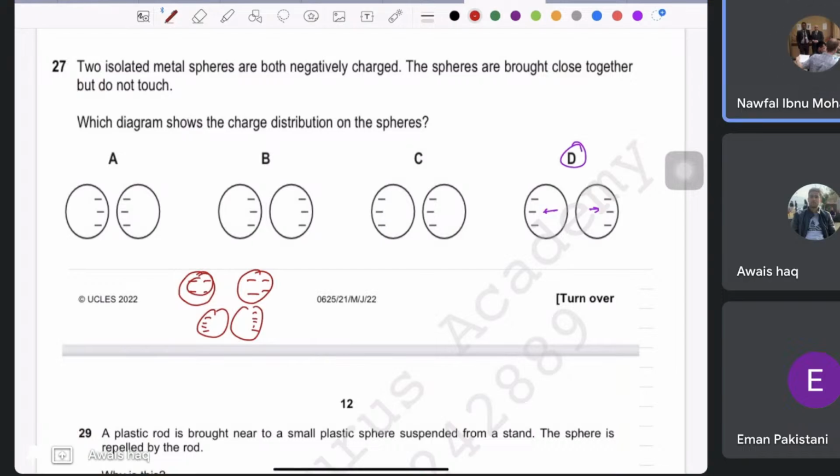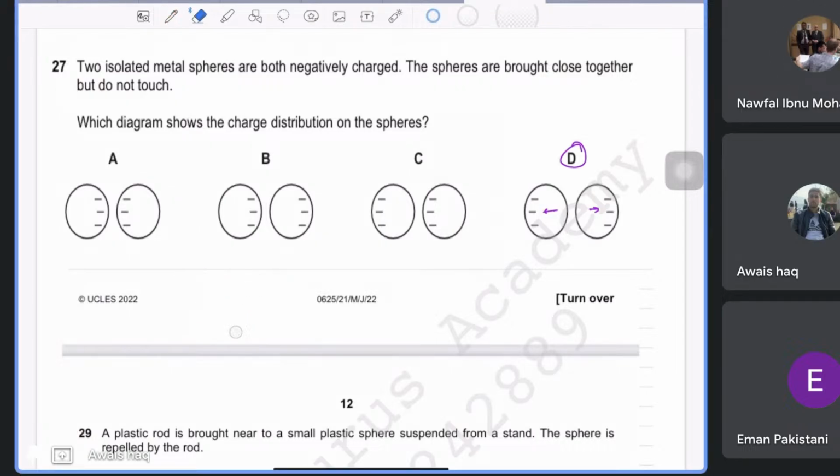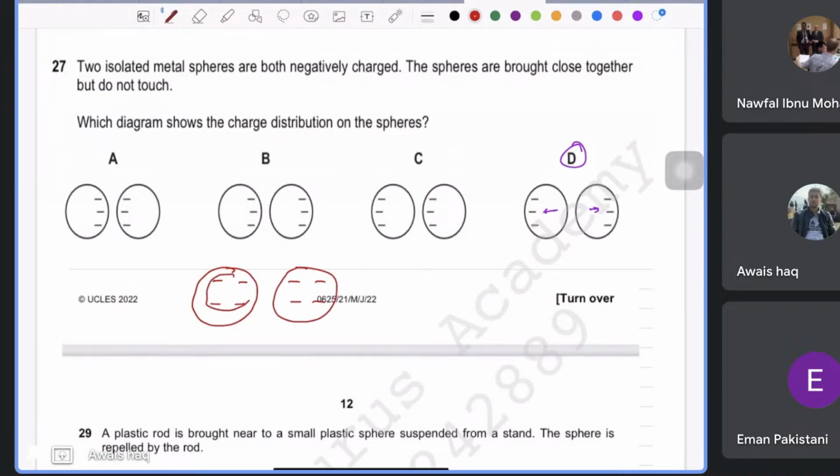I'm still not convinced. Okay. Charges, when they're alone, are equally distributed. Like if something is negative, they're equally distributed along the whole sphere. If you bring another charged sphere, also negative, so these negatives and those negatives repel each other. So they will go as far as possible from each other. Do you understand? Okay. So these will go here and these will go here.